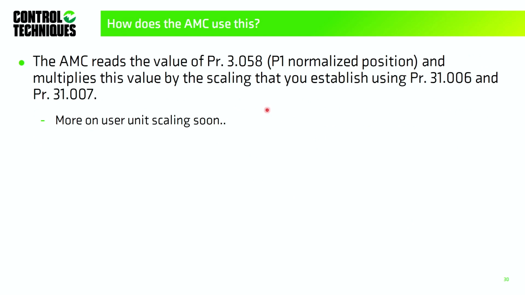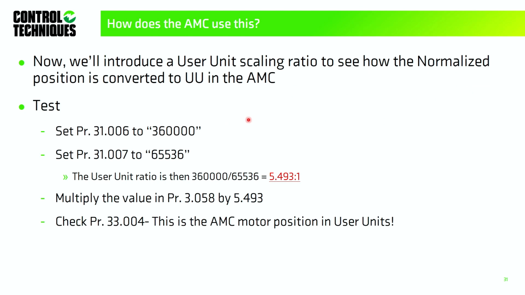Right? So the AMC now reads the P1 normalized position, and then it multiplies that value, whatever it is, by the user unit scaling that we're going to establish in menu 31. And we're going to be talking about this next. I'm going to skip over this.